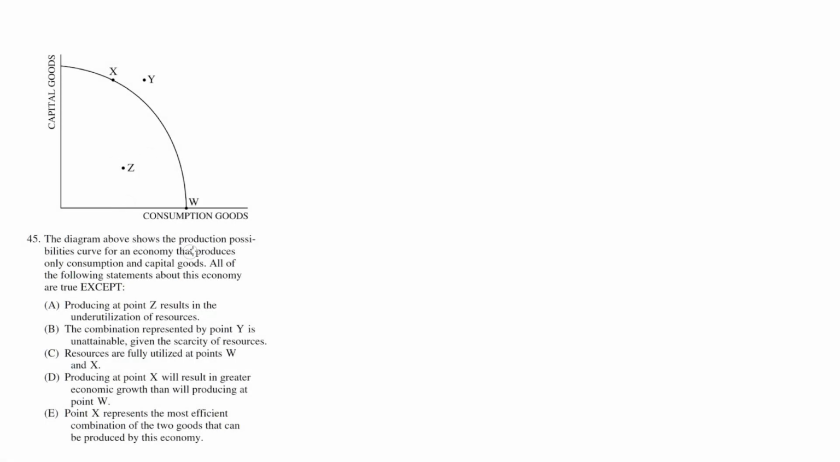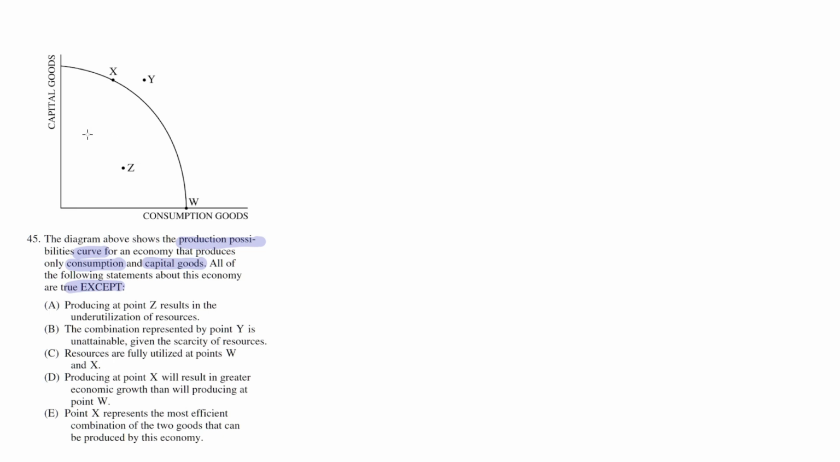The diagram above shows the production possibilities curve for an economy that produces only consumption and capital goods. All of the following statements about this economy are true except. So in this question, we're given the production possibilities curve for this economy, which produces capital goods and consumer goods, and we're asked to identify the statement that is false.